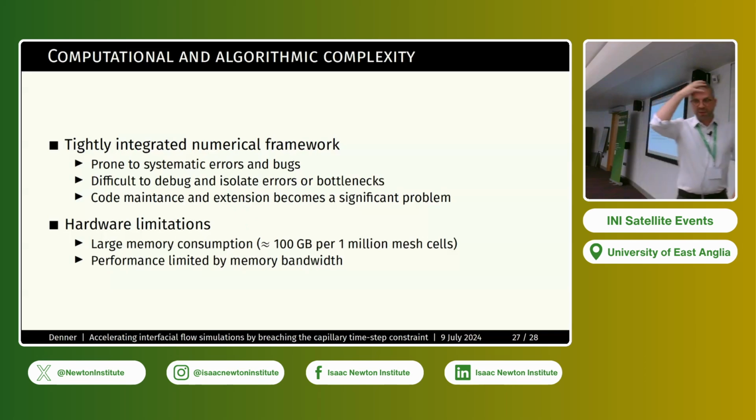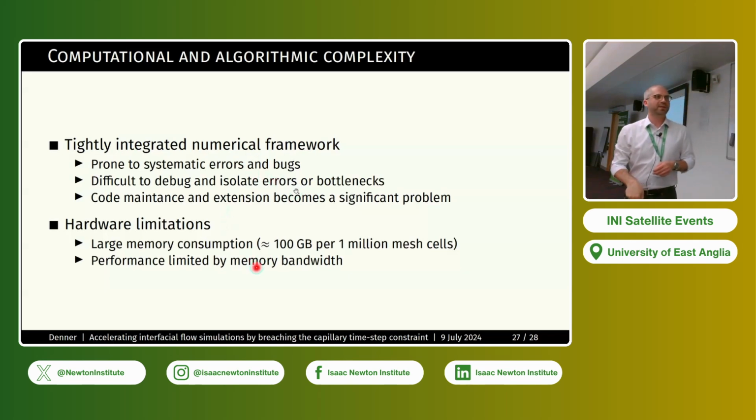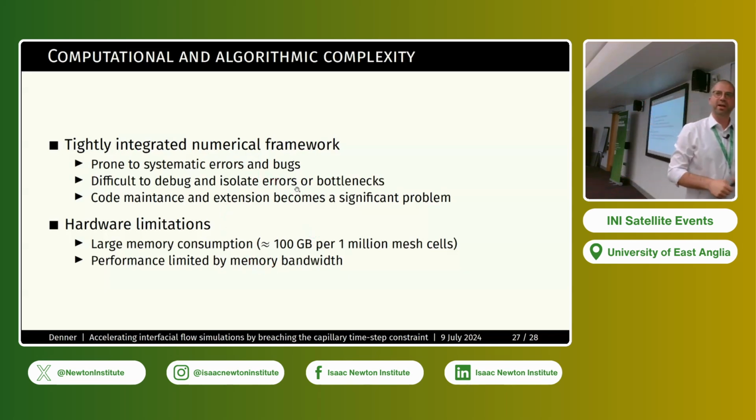Last but not least, hardware limitations. We have large memory consumption. So again, that's a rule of thumb. From my experience, 1 million mesh cells requires about 100 gigabyte of memory. So that's not only limiting in terms of the memory your computer needs, it's also simply a performance limitation that comes from the memory bandwidth at this point. Which CPU you have is not that important. It's how quickly it can access memory at this point.